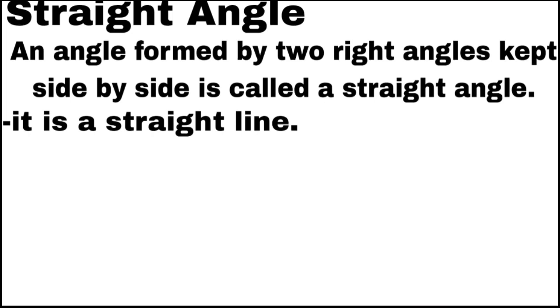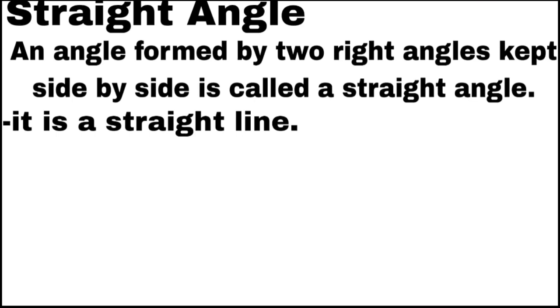Another one is a straight angle. What is the meaning of a straight angle? An angle formed by two right angles. After two right angles combine side by side, the angle formed is called a straight angle.